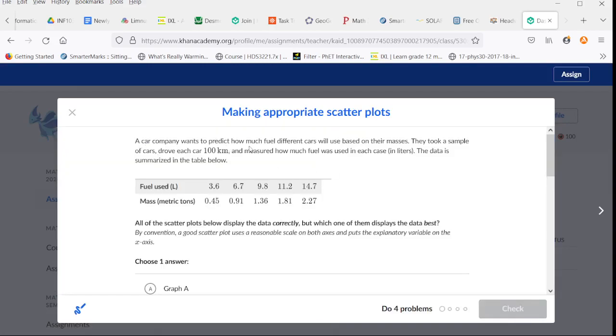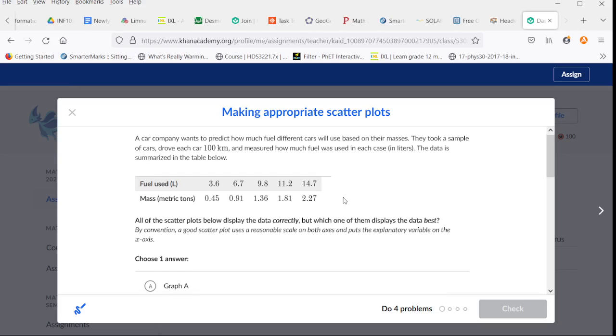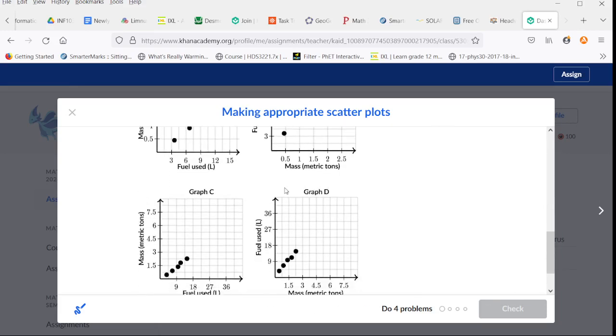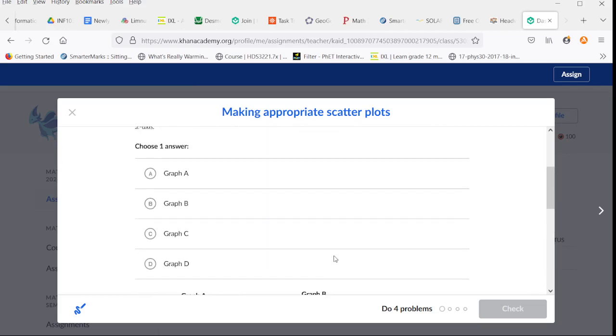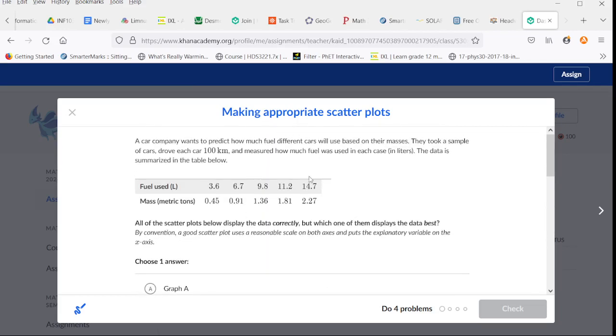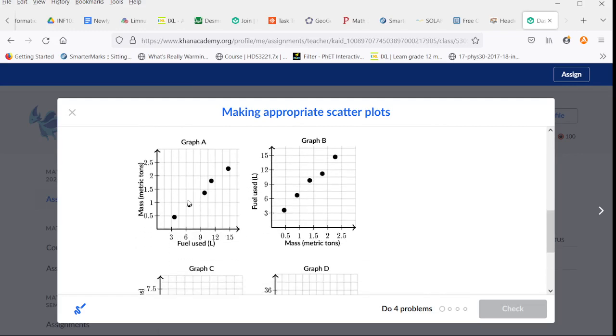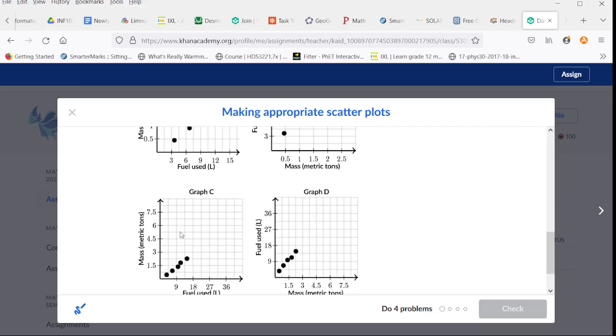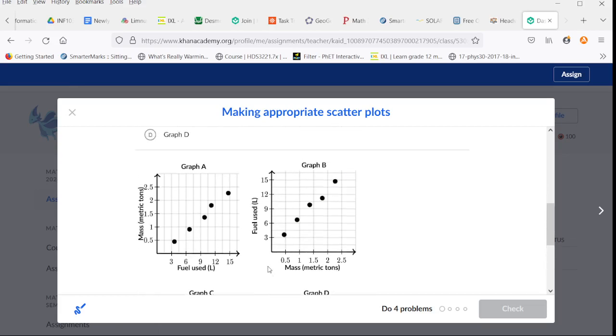So we have a car company that wants to predict how much fuel different cars will use based on their masses. We took a sample, so here we have the fuel used and the mass. So we're going to have a few options here. When we're making an appropriate plot, the data is going to fill the grid. So that tells us it's either going to be graph A or graph B, because graphs C and D have a lot of wasted space, and the information you want to analyze and study is scrunched into the bottom corner. So C and D are not appropriate.